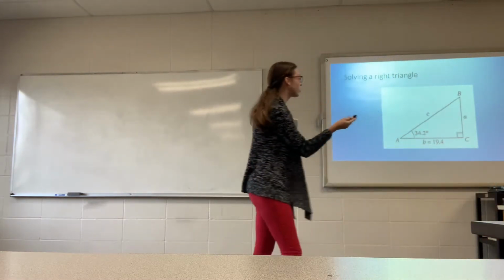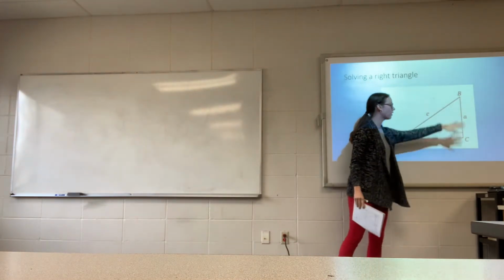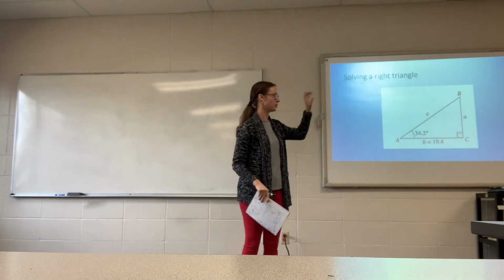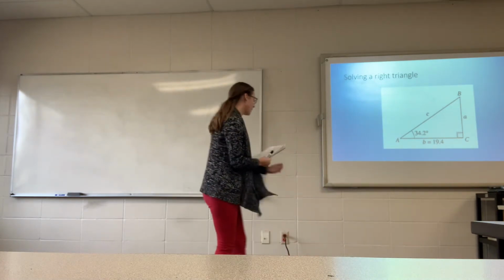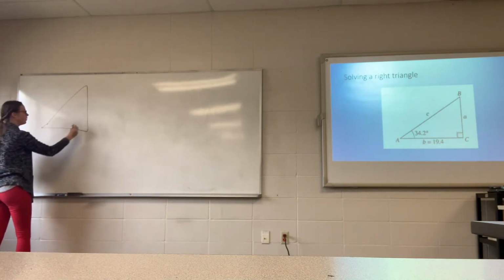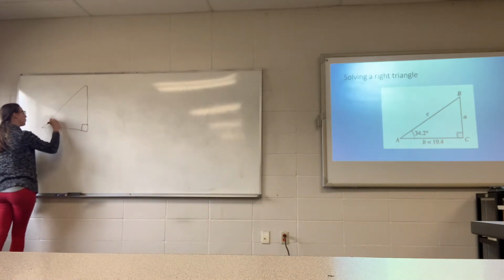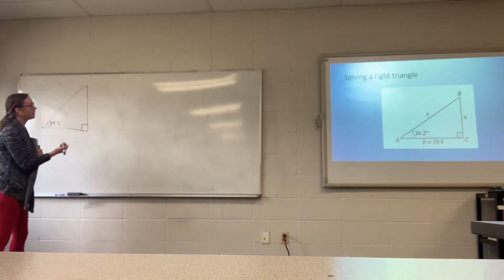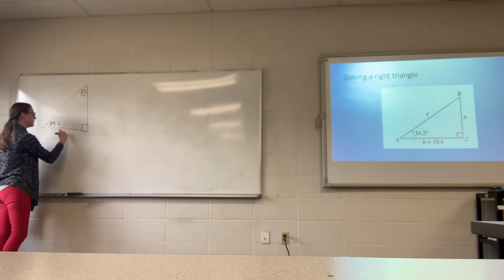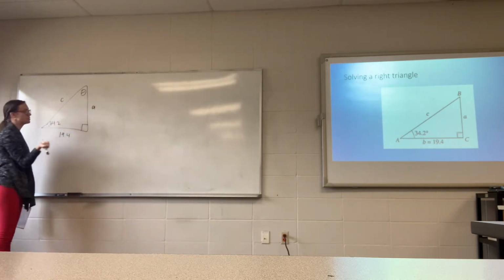Okay guys, let's solve our triangle. When it says solve, that means we need to figure out all of our angles and all of our sides. A triangle isn't solved until we have every single piece of it. Based off of what we have right here, I know it's a right triangle, so I have a right angle. I have an angle of 34.2, and I'm going to need to figure out this angle up here. And then I have one side of 19.4. I need to figure out A and C.